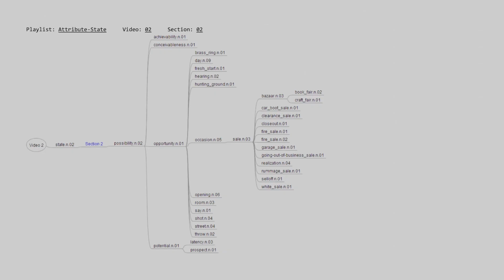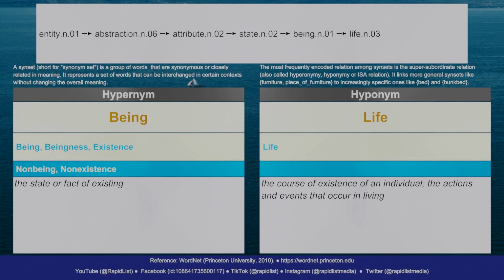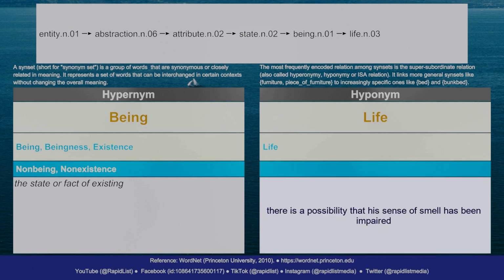Section 2. In this section, we will explore possibility, or the capability of existing or happening or being true. Possibility. Capability of existing or happening or being true. There is a possibility that his sense of smell has been impaired.